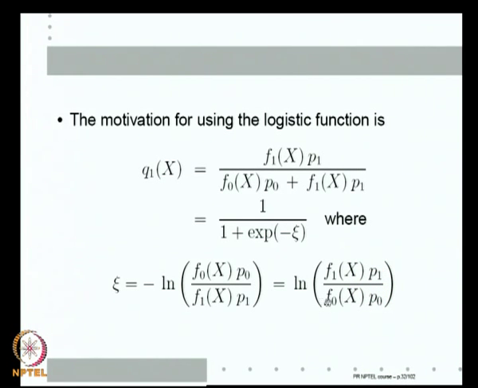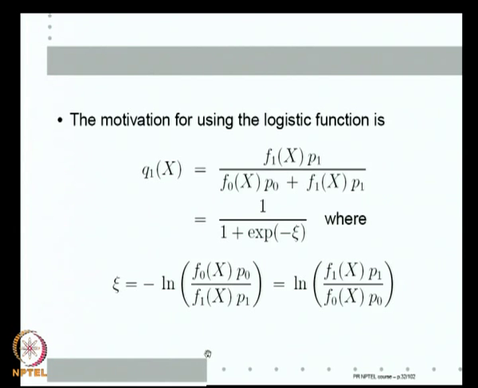Now, this I can write like this. Essentially, what I am saying is you divide both numerator and denominator by f1 p1. So, it becomes 1 by 1 plus f0 p0 by f1 p1. Now, that I can write as 1 by 1 plus exponential minus j, where j is given by this. So, I can always write any posterior probability in the 2 class case as 1 by 1 plus exponential minus j. Of course, j is a function of the feature vector x, because j is given by this.